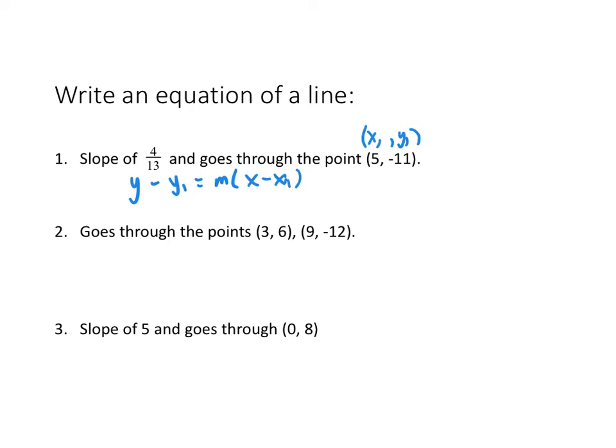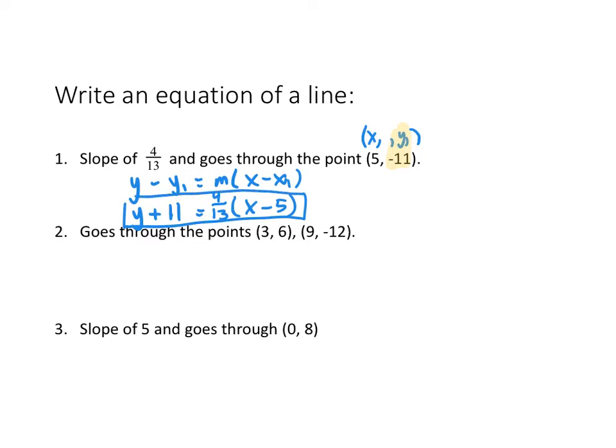I have y sub 1 is negative 11, so let's plug it in. And again, I can plug it in using minus a negative 11, minus negative is plus. The slope of 4/13, x minus, and then now I plug in the value 5. That's it. That's all you have to do.